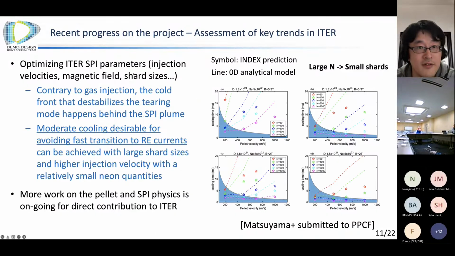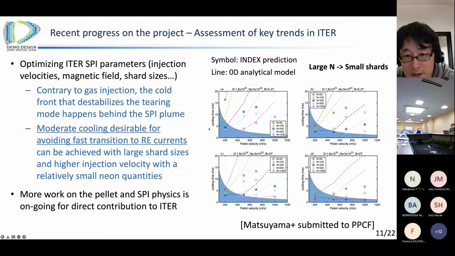Based on such a benchmark, we have studied a parameter scan of the ITER SPI design parameter space. This is the scan of the pellet composition, magnetic field, and also the pellet velocity. This number n represents the size of the small shells of the SPI, and the large n number represents the small shell case.